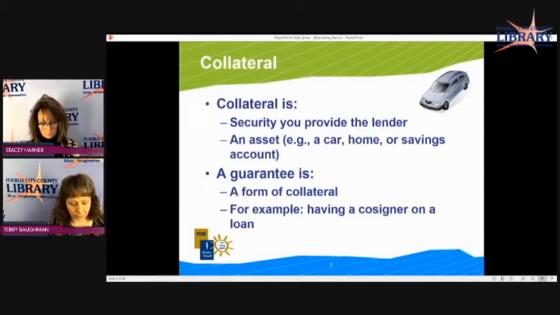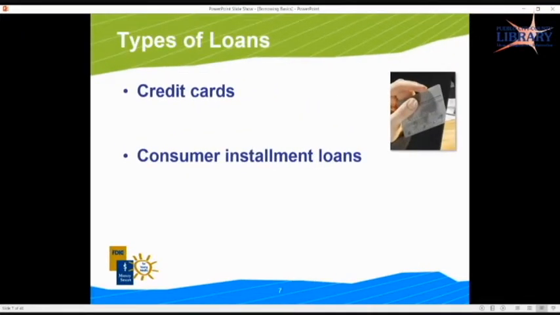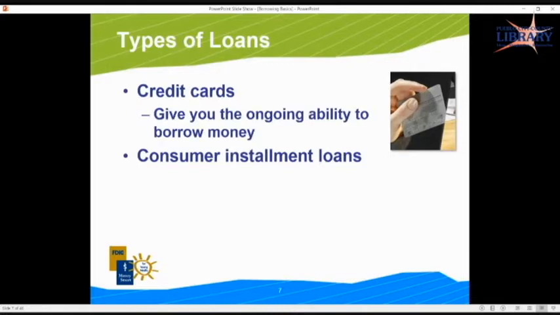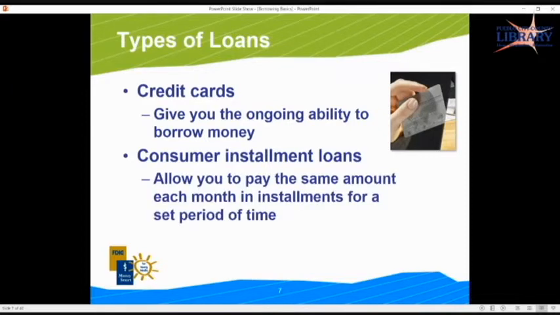So let's look at types of loans. Credit cards. Credit cards give you the ongoing ability to borrow money for your household, family, and other personal expenses. Having a credit card allows you to buy things without actually having the money right away. So remember that if you're not careful in spending, you can get into big trouble. You could be burdened with debt. You need to be sure you are able to make at least the minimum monthly payment on a credit card bill. Ideally, though, you will pay more of the bill each month to avoid paying costly interest to the lender.